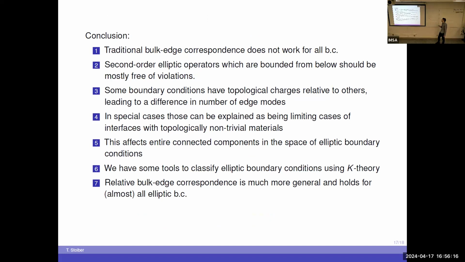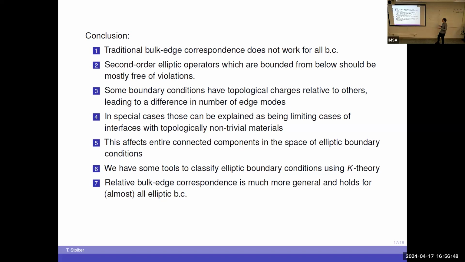Now I have conclusions. Basically, the short rundown is bulk edge correspondence does in fact depend on the choice of boundary conditions. But for second order elliptic operators, there's not so much that can go wrong, especially when they are bounded from below. To some boundary conditions we can associate topological charges, which lead to different numbers of edge modes compared to each other. And this is something which we can compute and understand.